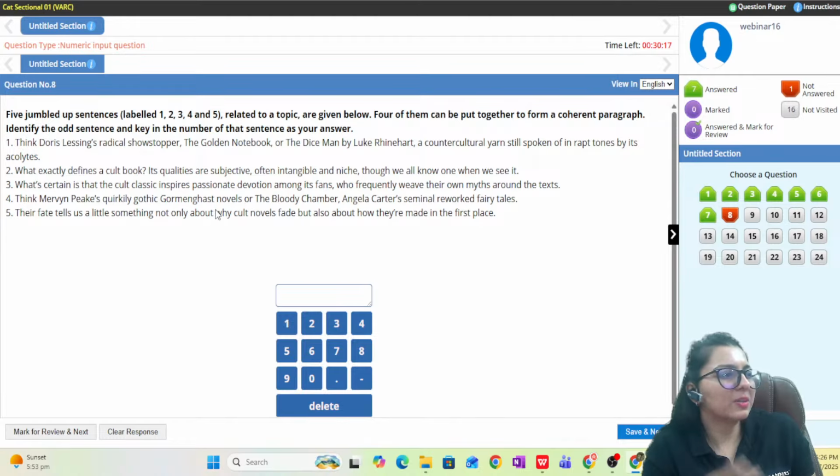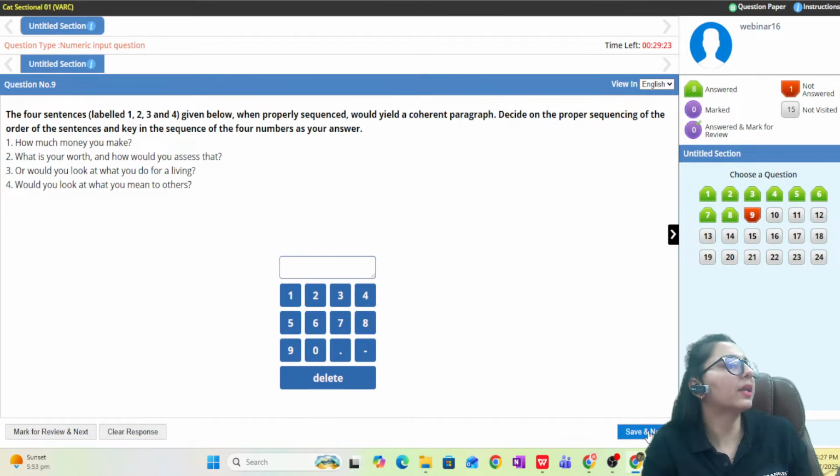Okay, now this is also about a cult because it's gothic. So, of course, it has to be a reworked fairy tale. Their fate tells us a little something, not only about the cult novels, why the cult novels fade, but also, okay, now why all of these things seem to be the cult books and their development, the rise and the fall of it. This is trying to be talking about, how exactly did that go about? That is, what was the fate of it? Now that I feel needs to be an odd sentence. Now that's what I'm not very confident of this one, but I do feel that this is what should have been the answer over here. Perfect. Okay. Let's try and see.